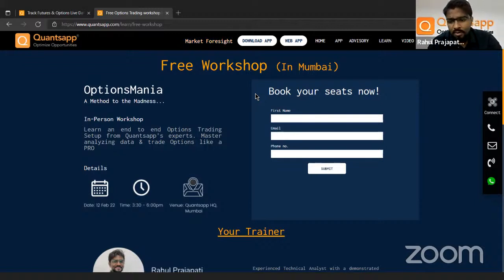You can join this workshop if you are in Mumbai. It's an in-person workshop, probably just 2 or 3 hours, not more than that. You can come to our office, join me there, and we can have a discussion on this.